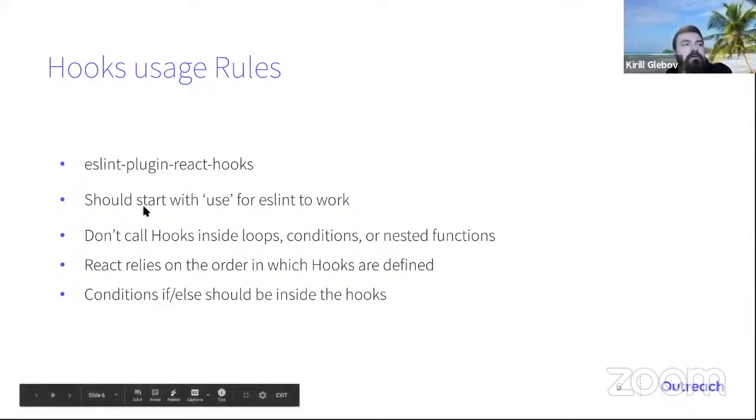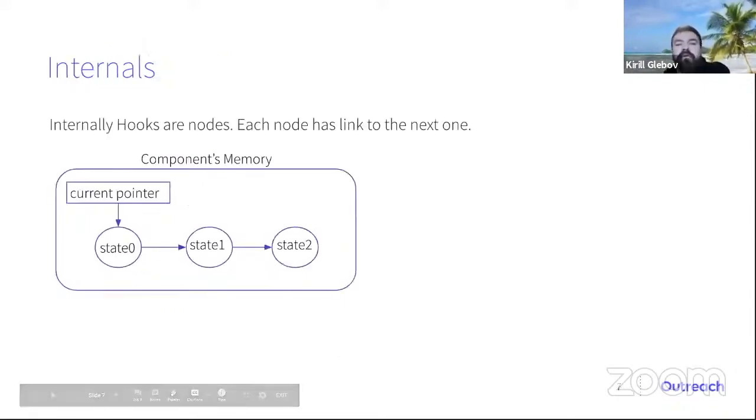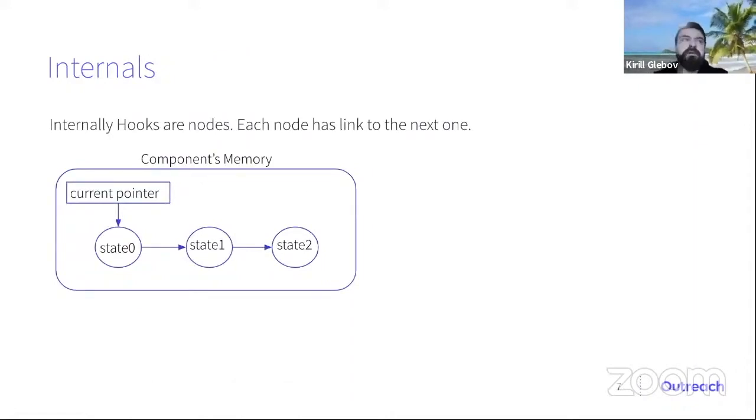Moving on. Now we're going to take a look at hook internals a little bit. And that's also going to explain why their order is important. So internally, hooks are implemented as nodes. And each node is an object which has the memoized state of the component and the link to the next node. This is also a reason why every state is unique.